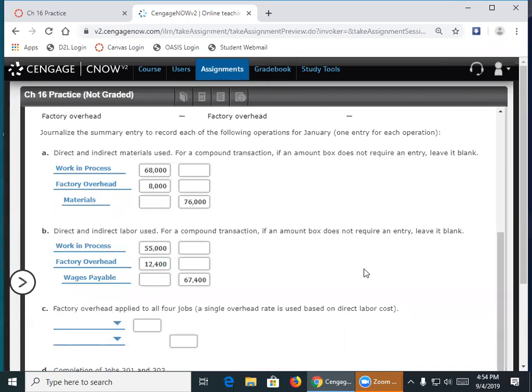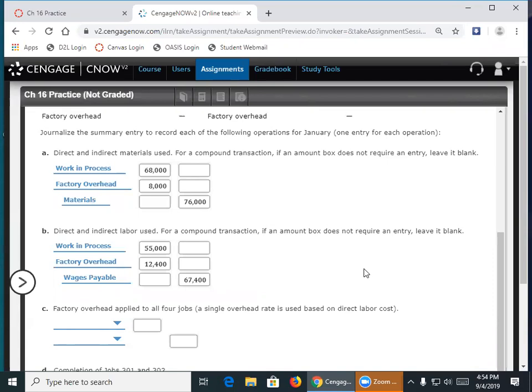And then when we cut paychecks, we would debit wages payable and credit cash to show that being spent, that being paid. Okay, so now we have our materials and our labor.